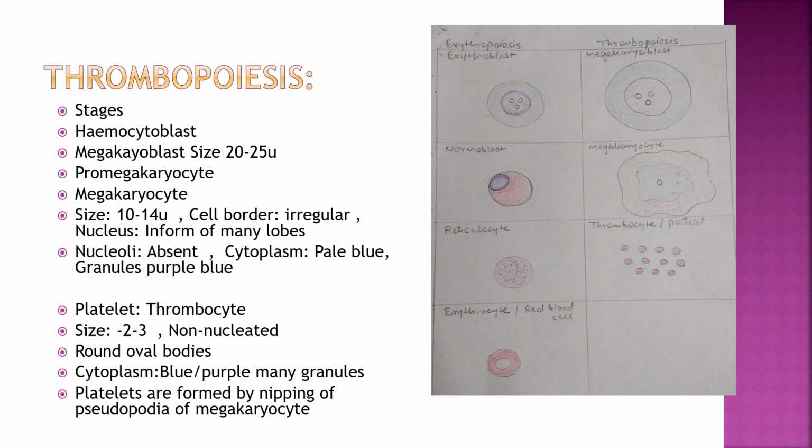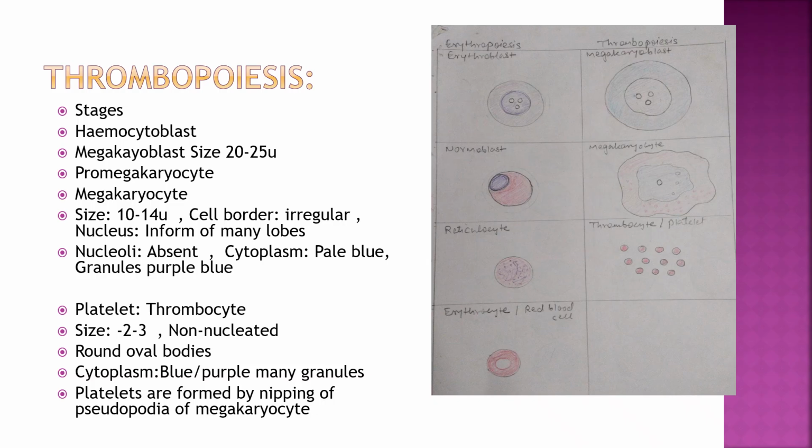Thrombopoiesis is the maturation and development of the platelets from the precursor cell, that is hemocytoblast. Then it develops into the megakaryoblast, which is 20 to 25 micron in size, then promegakaryocyte and then megakaryocyte. It is 10 to 14 micron in size, irregular in shape, nucleus in form of many lobes, nucleoli absent, cytoplasm pale blue and granules purple blue in color. And then from megakaryocyte platelets develop.